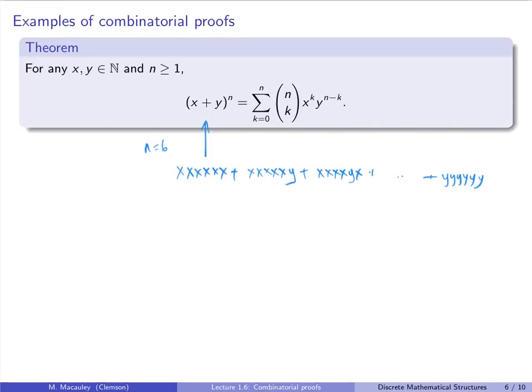And the coefficient of x to the k, y to the n minus k, was the number of these words that had exactly k x's and n minus k y's. So this is the number of words of length n with k x's and n minus k y's. And so that was the proof. Now, inherently this proof has a combinatorial flavor.